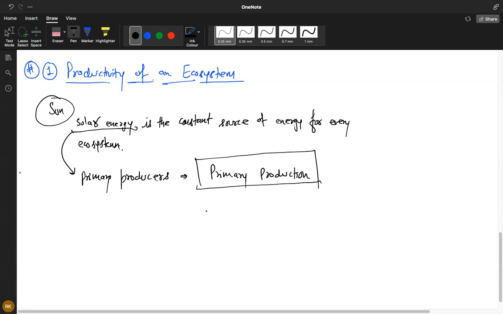Now, how will we define primary production? If I ask you to define primary production, what is being produced, people? Energy. Energy is not being produced. You're right, everything is happening for energy. Food. Yes, food, right. And what is food?